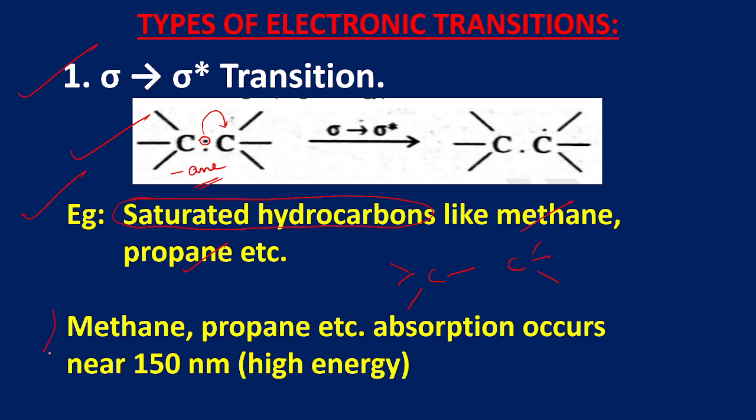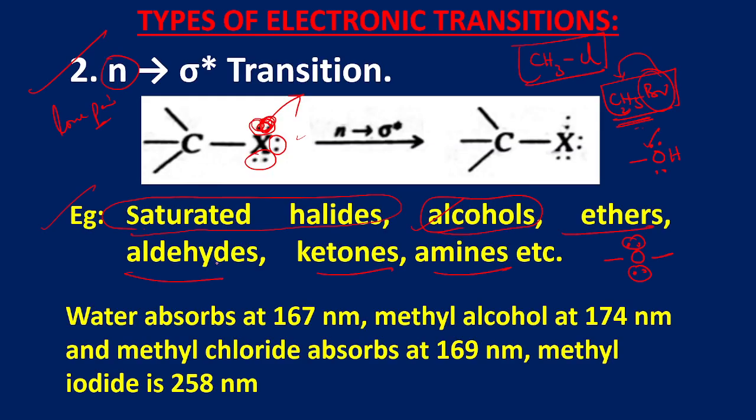See here, if you observe the wavelength category, methane and propane absorb at nearly 150 nanometers. So at 150 nanometers wavelength, what will happen? It is the highest amount of energy, in which the sigma to sigma star transition is possible, because it has the highest energy gap compared with the remaining 3 electronic transitions. So the sigma electron will transit to the sigma star energy level by absorbing this 150 nanometers. Wavelength is less, but the energy is very high. And in this case, n to sigma star. See here, this is the notation.